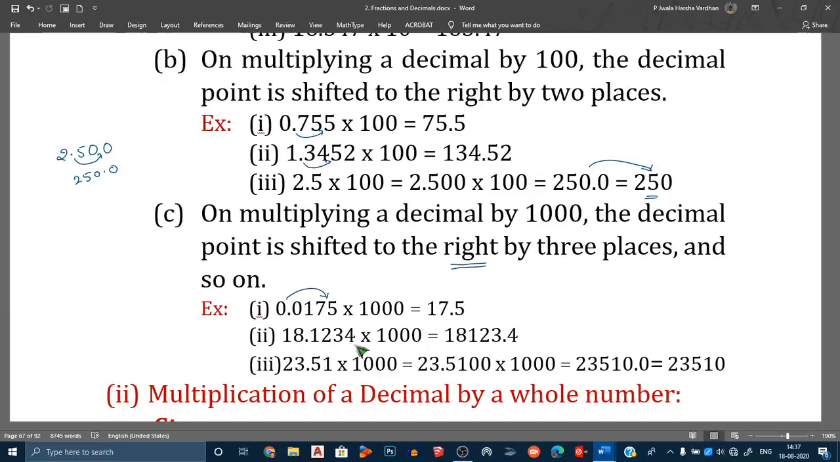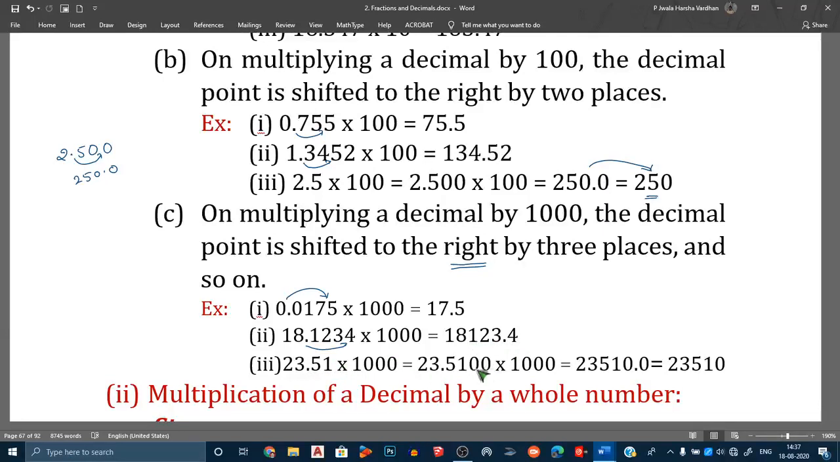18.1234. So directly you can shift this point to here, leaving 1, 2, 3 digits. So 18123 means 18,123.4.